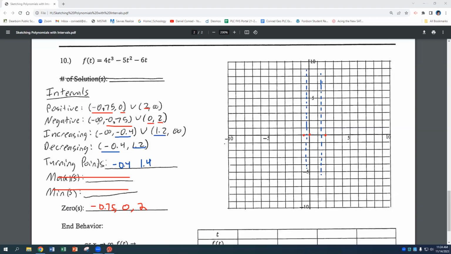Now I'm going to graph. It starts off negative, from negative infinity to negative 0.75, so I start negative and go up, up, up until I reach that turning point. When I reach it, I change directions. Now I'm decreasing until I hit the next turning point, where I change directions again, and now I'm going up. That's going to be my sketch. So we're using the x-intercepts and the turning points to sketch our polynomials.